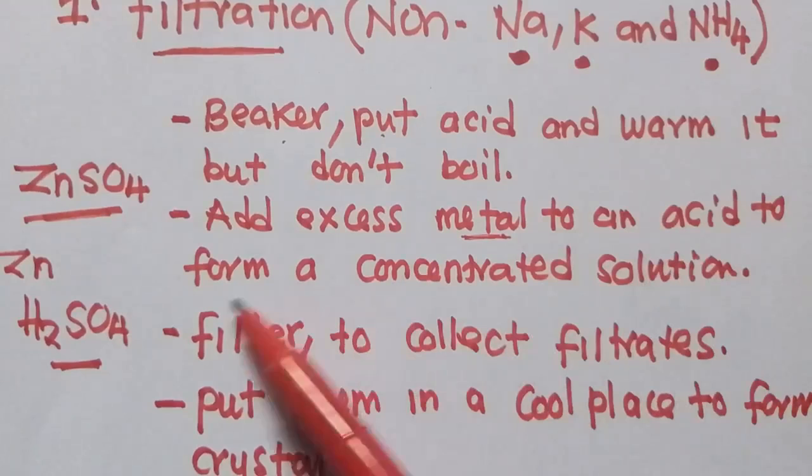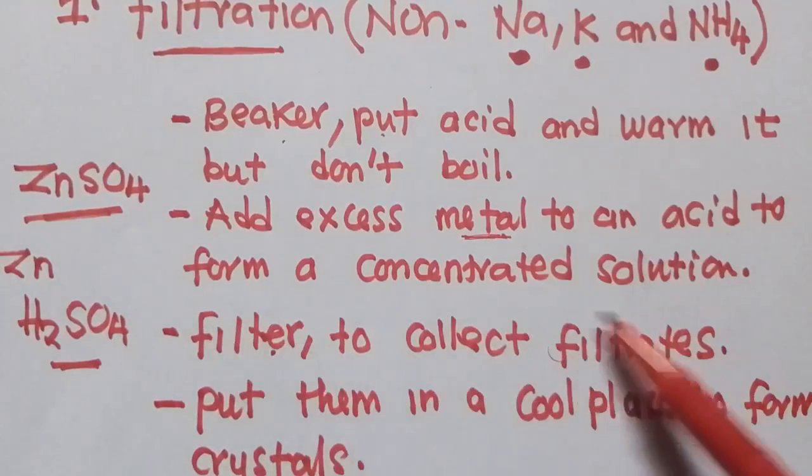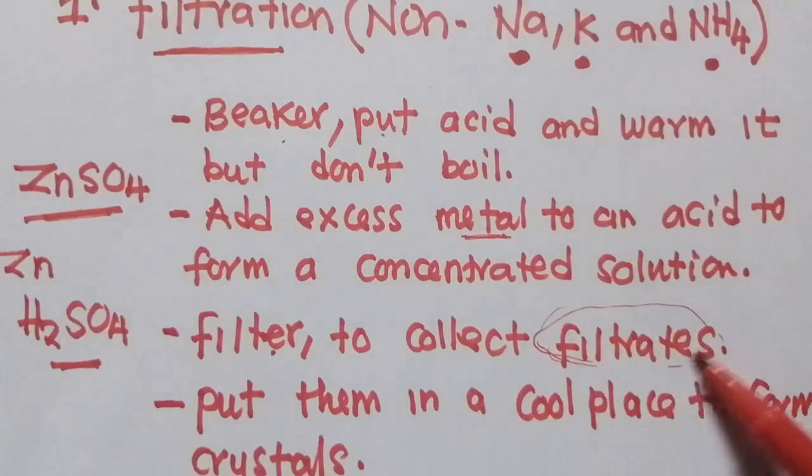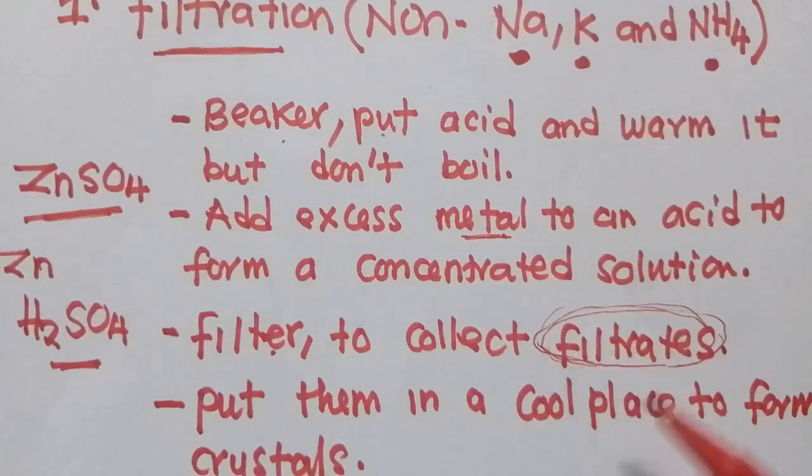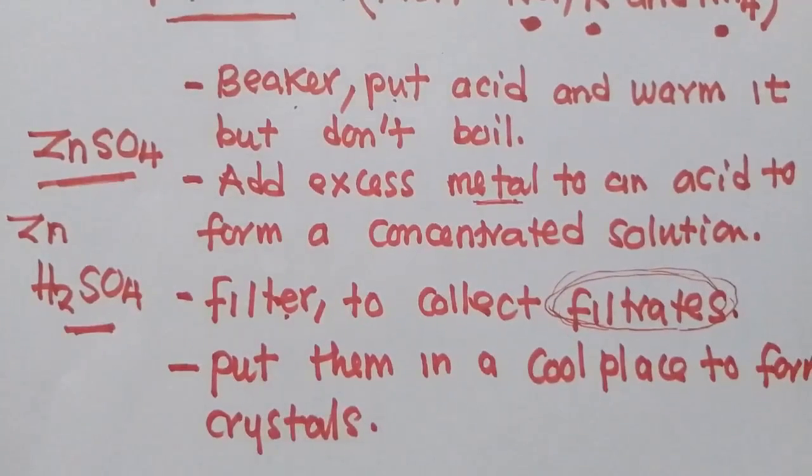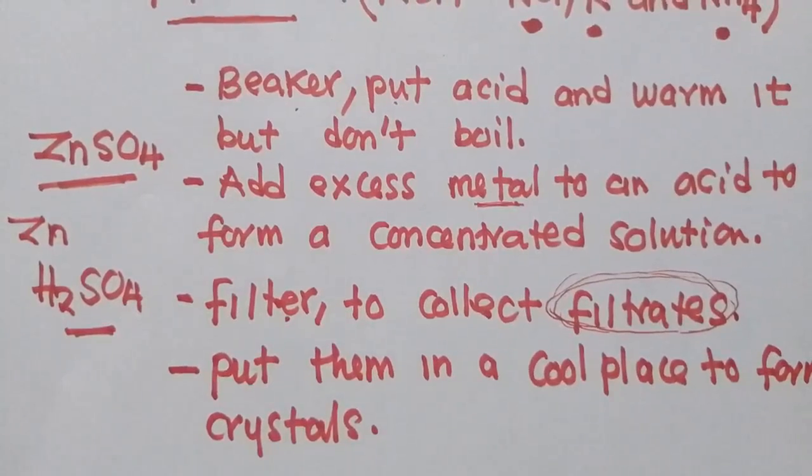Filter. What's the reason for filtering? So that you can collect the filtrates. The filtrates are the solution that passes through the filter paper. When you collect those liquids that penetrate through the filter paper, those are filtrates. Put them in a cool place so that crystals of zinc sulfate, the soluble salt, can be formed. So this is how you need to prepare it. Hope you are able to understand.